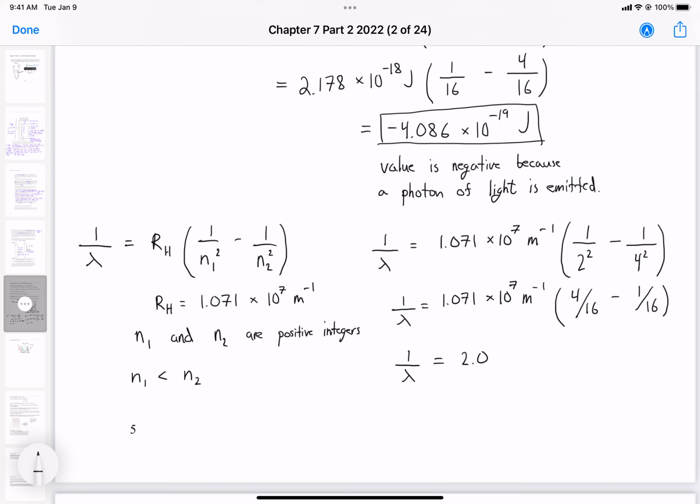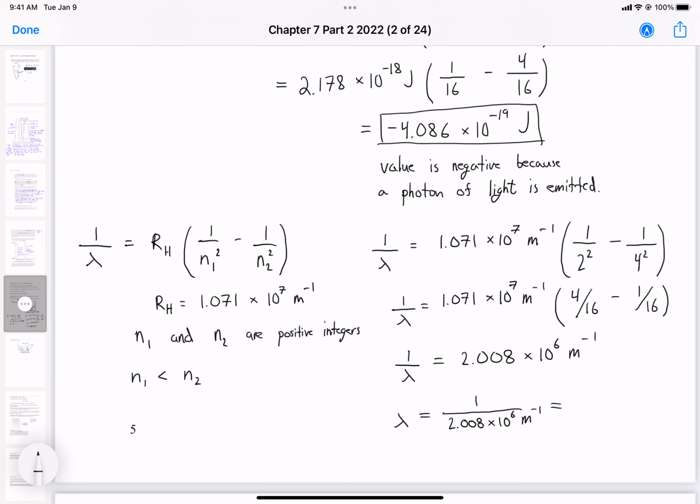Okay. 2.008 times 10 to the 6. But let me just double check here. Yeah, so that looks correct. Okay, so that'll be inverse meters, right? So now when we take the reciprocal, lambda equals 1 over 2.008 times 10 to the 6 inverse meters. So that will give us a unit in meters.